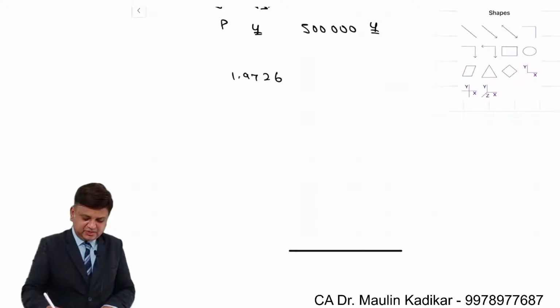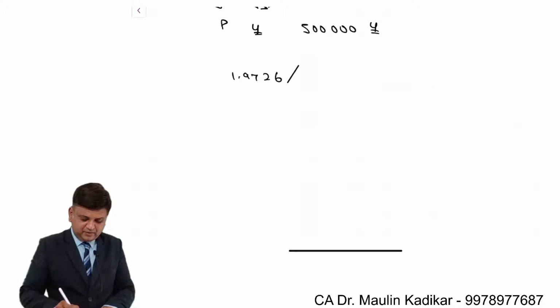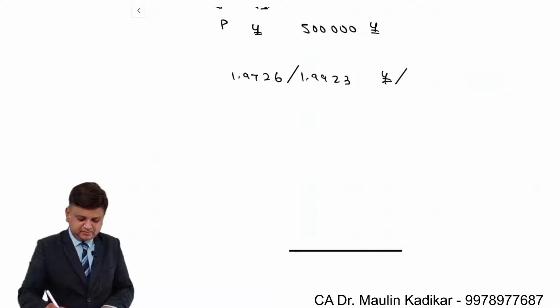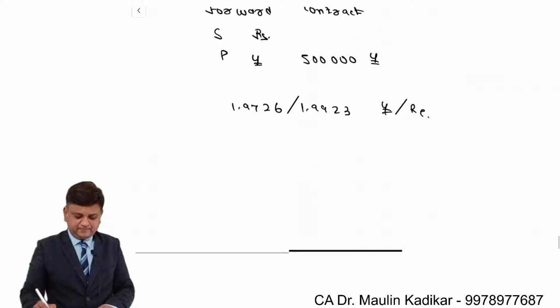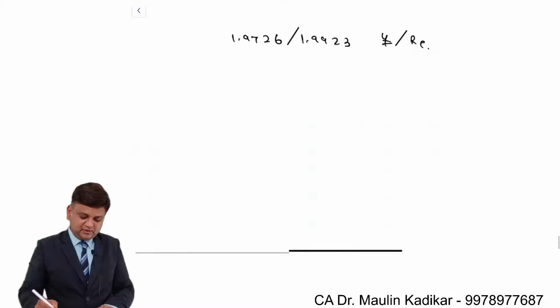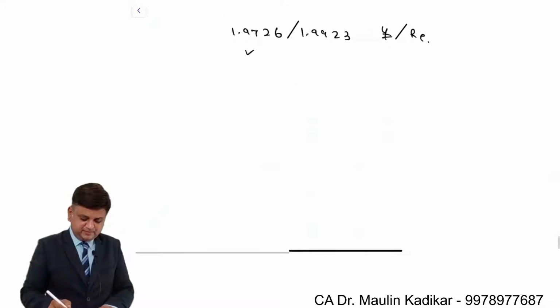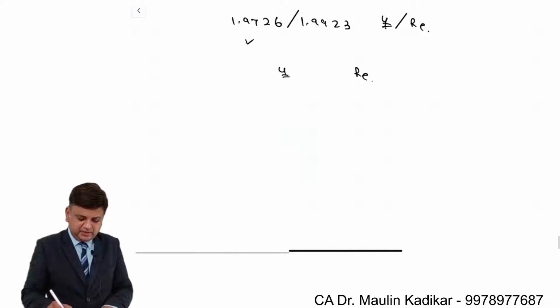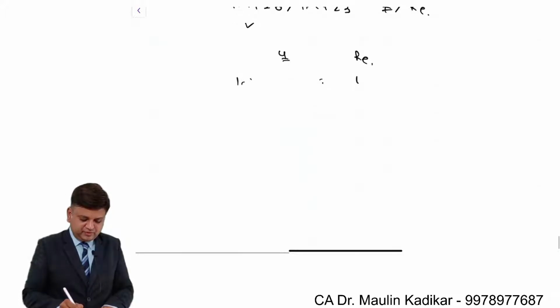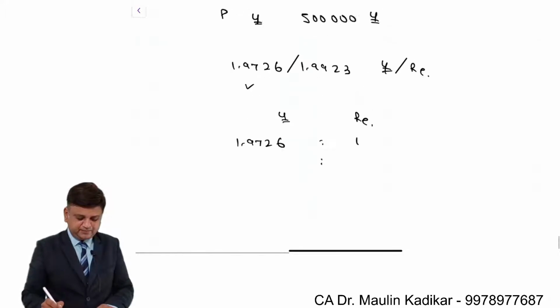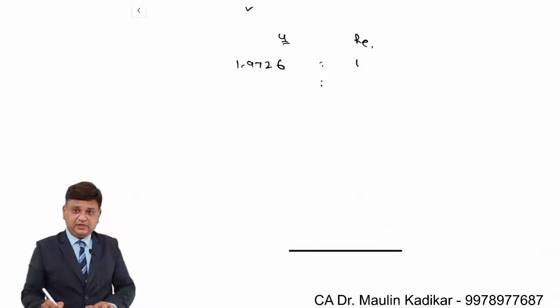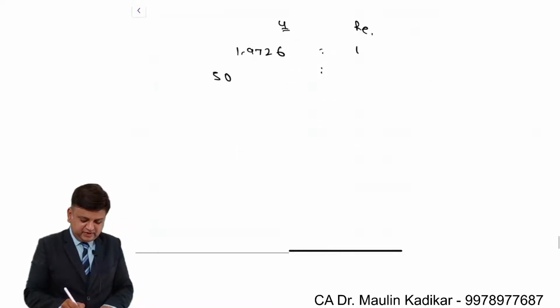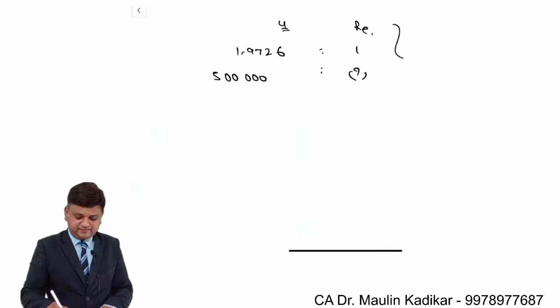1.9726 slash 1.9923, it is yen per rupee. Like that information is given. Okay. So sell of rupees and purchase of yen. Of course, you will get less amount of the yen. So the yen and rupee. 1 rupee is equal to 1.9726 yen. You are required to purchase 5 lakhs of yen. So for purchasing 5 lakhs of yen, you have to sell this amount of rupees.